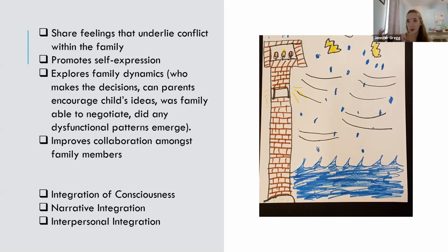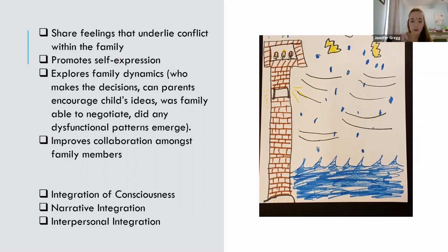If we look at whole brain integration, you've got, again, 3 different domains that are being addressed in this activity. You've got the integration of consciousness. So again, that ability to increase the awareness of the underlying thoughts and beliefs that might be going on, the emotions that they may not be aware of, and your ability to see the dynamics that are going on, so then you can bring that to their awareness.